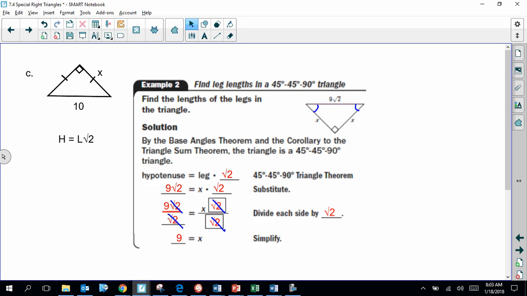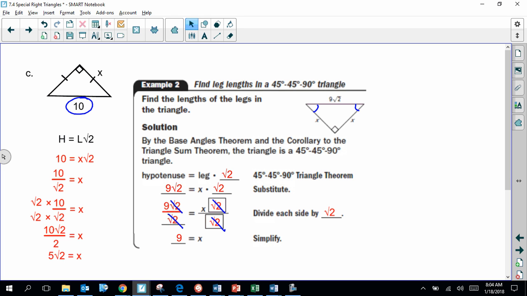But a lot of times you're going to see examples like what we see here on the left, where the hypotenuse is not a radical number. It's a whole number. It's a 10. So how do we do this one? Well, we're going to set it up the same way. We're still going to say the hypotenuse is equal to the leg times the square root of 2, and then substitute our values. So here I have the entire problem worked out, so you can kind of see what we're doing here.